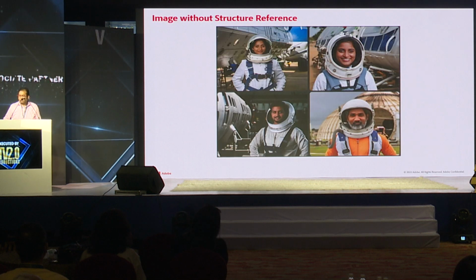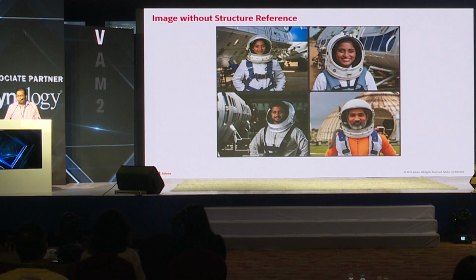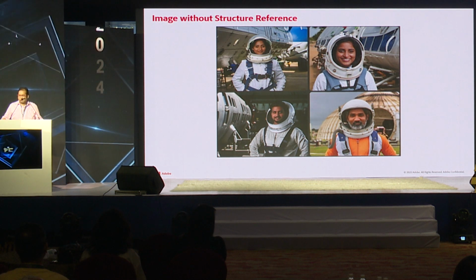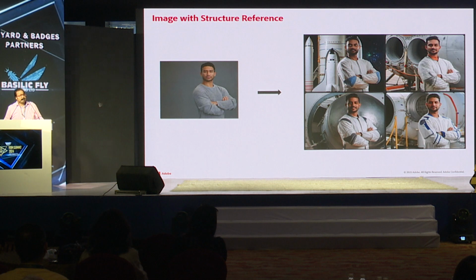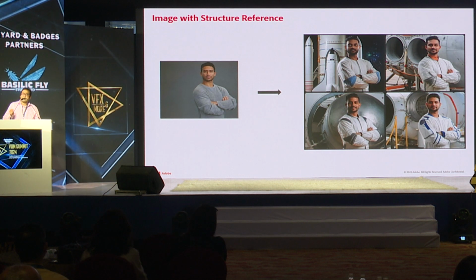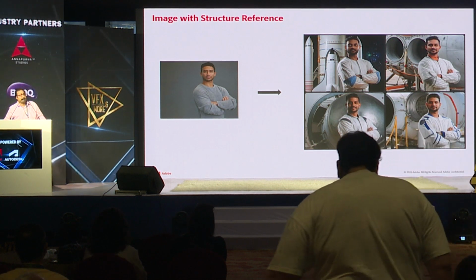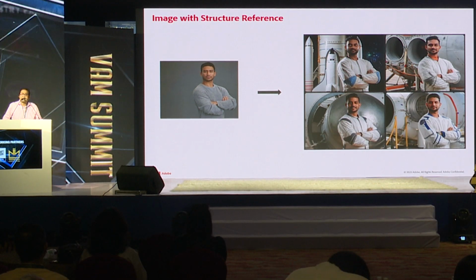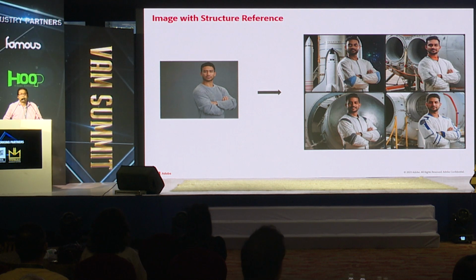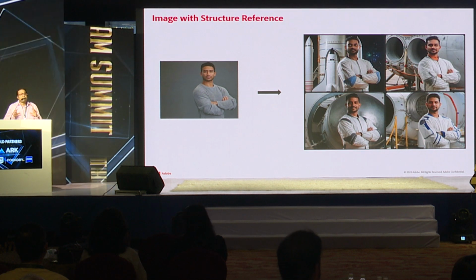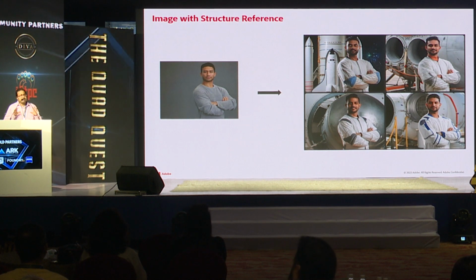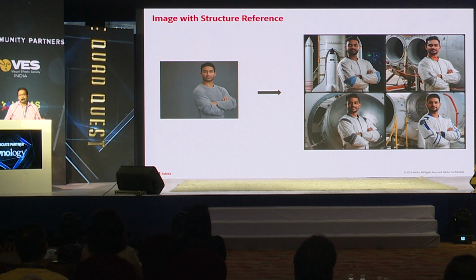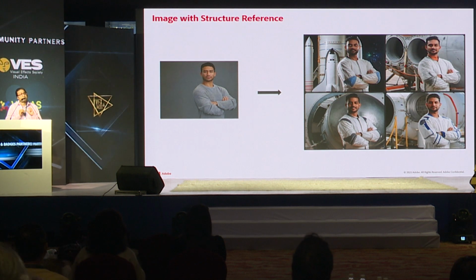So this is an image of a person in a space suit kind of thing without a structure reference. But if I provide a reference image, if you see on the left hand side, there is an image of a person holding hands. And now on the right hand side, in the images which are generated, the persons are also holding hands. So structure reference allows you not only to generate images with the AI, but also to control how you want to generate it, how the composition should look.